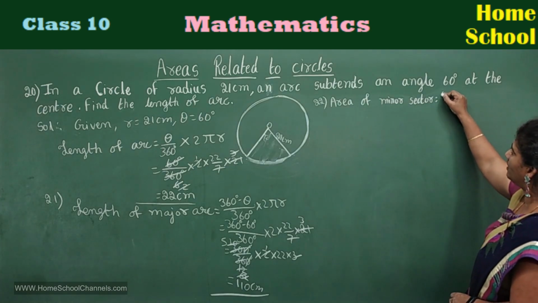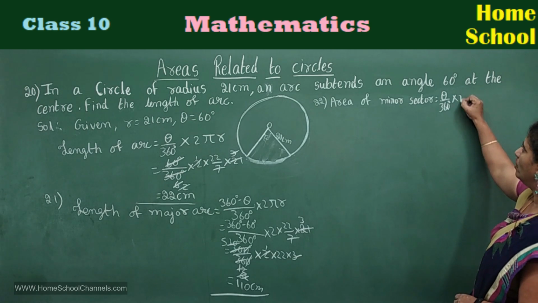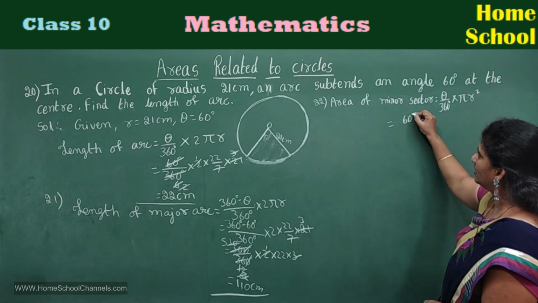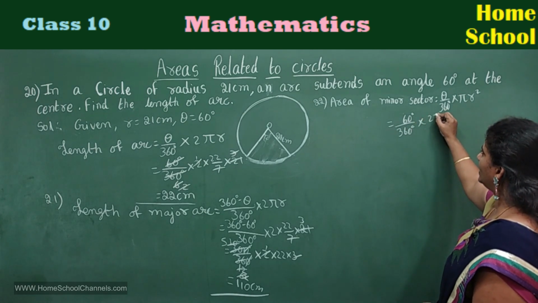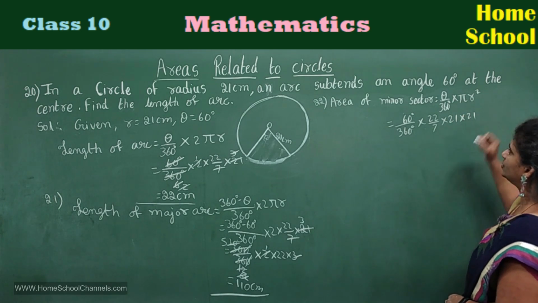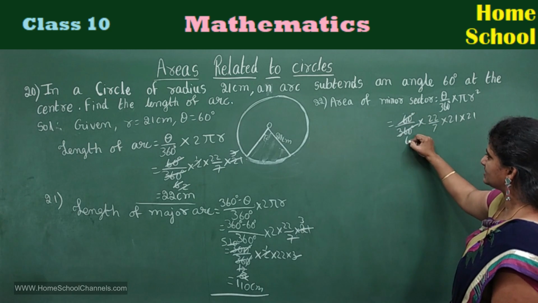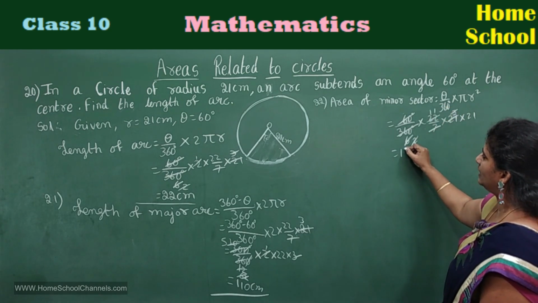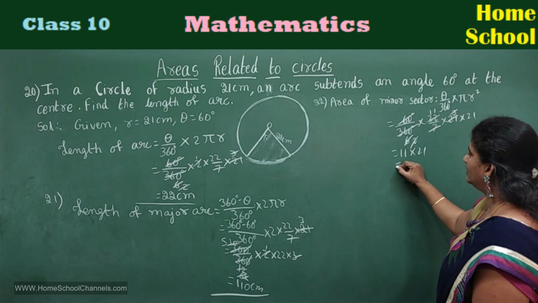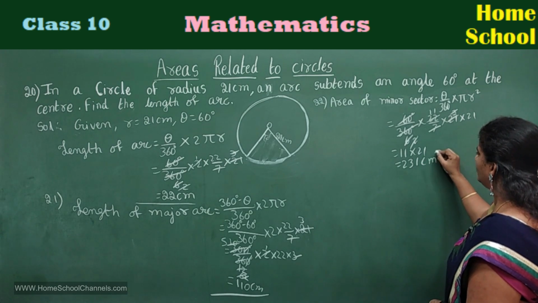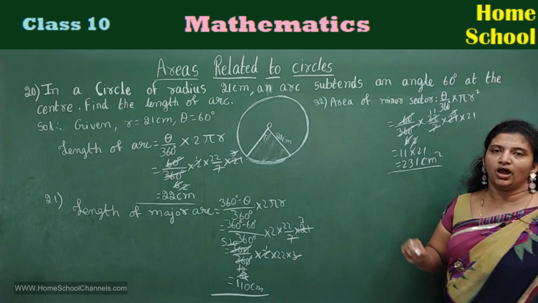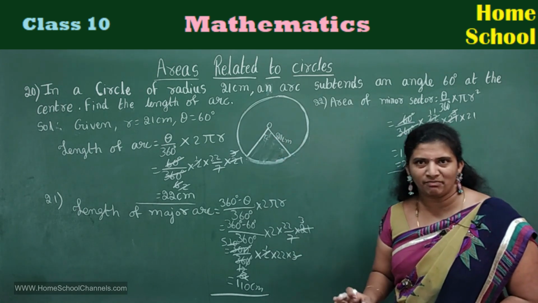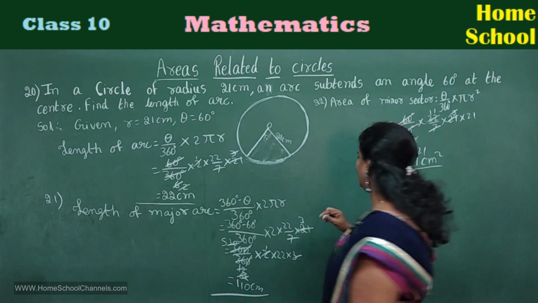What is the area of minor sector formula? Theta by 360 degrees into pi r square. Substitute the theta value. What is the theta value here? 60 degrees by 360 into pi 22 by 7, r is 21 into 21. Right? 6 into 6 is 36, 7 3s are 21, 3 2s are 6, 2 11s are 22. That will be 11 into 21. Multiply, it will be 231 centimeter square. This is your area of the minor sector. Right? What is this area? 231 centimeter square.